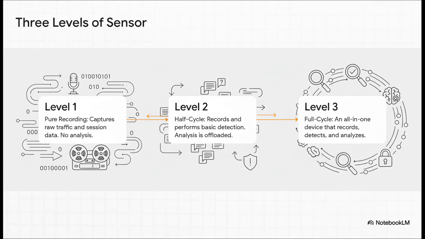So you can think of sensors as having 3 levels of smarts. At the most basic level, you've got simple recording. It's just a data vacuum, sucking up all the raw traffic without thinking about it. Step 2 adds a layer of detection. It can flag things that look kind of suspicious, but it needs to send the data somewhere else for the deep analysis. And then you have level 3, the whole shebang, a sensor that records, detects, and does all the heavy-duty analysis right there on its own.